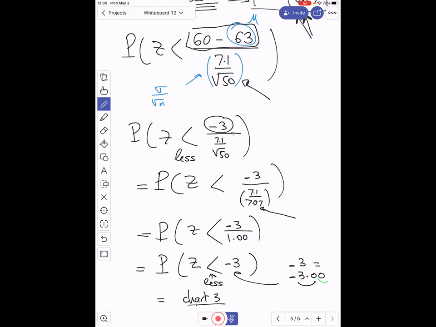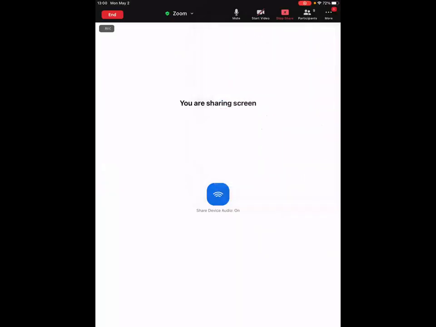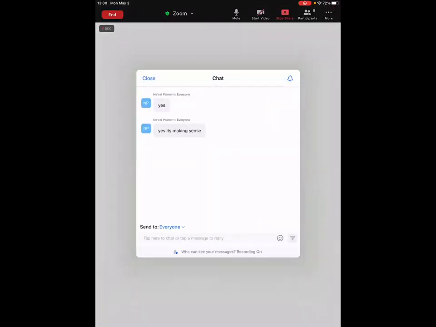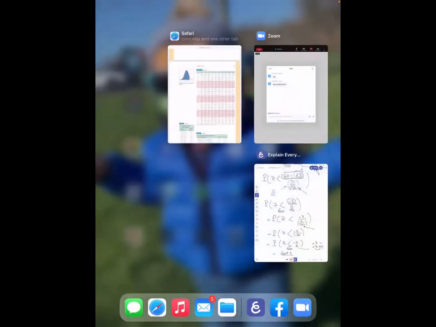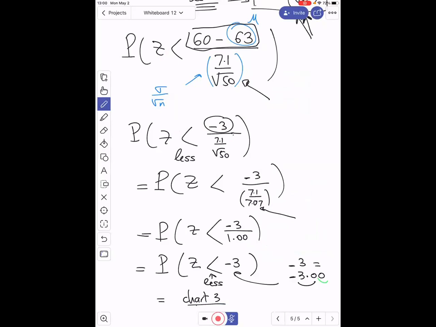All right, let me see if there's anything in the chat. There is something here. Okay, Nival, thank you. Appreciate it. All right, guys, let me move to 3 and 4.